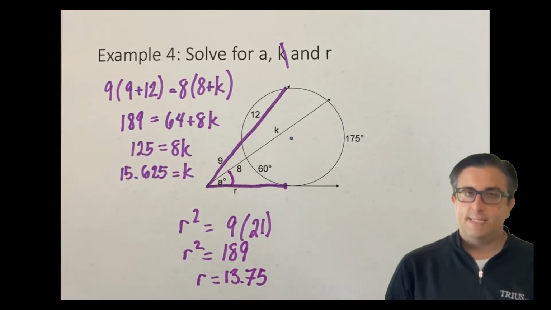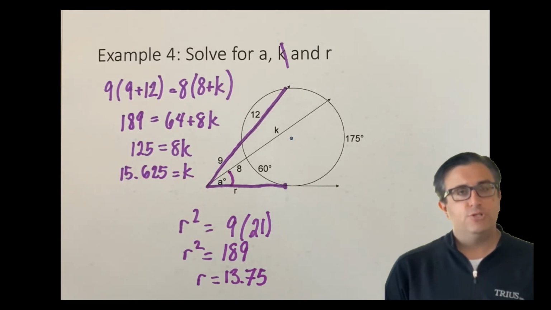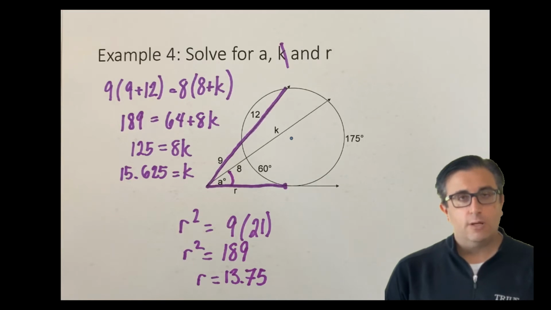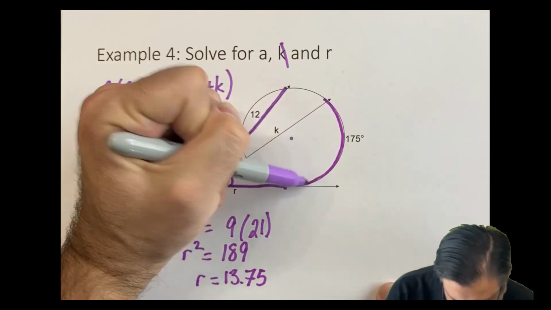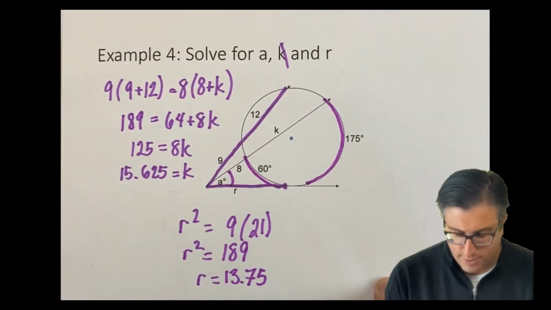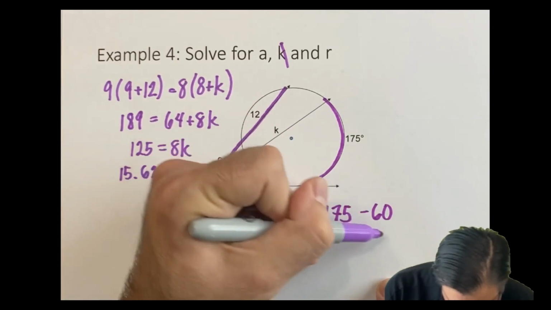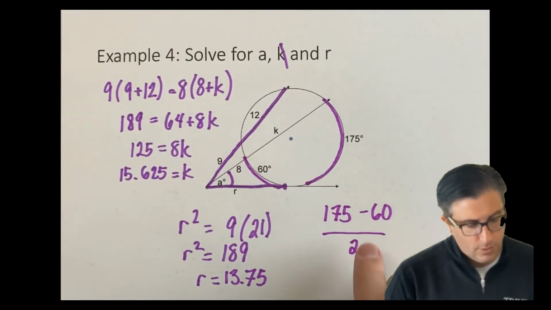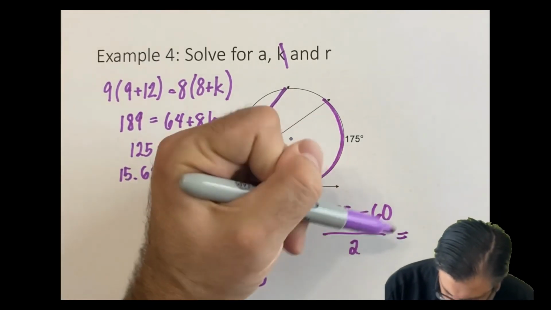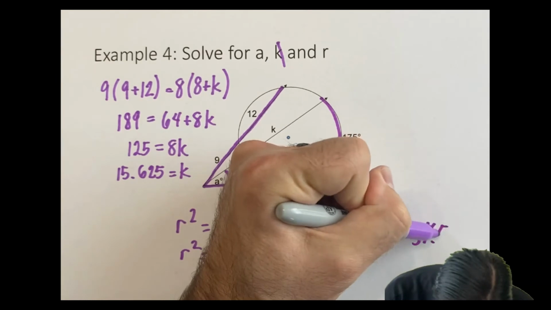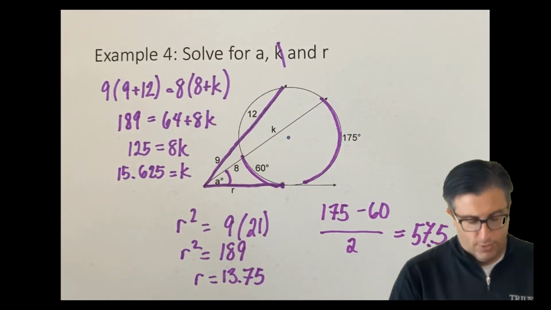Now the last question is finding A, this angle right here. That's a review of last section. Whenever I have an angle outside of a circle, there are two arcs that are created. The larger arc minus the smaller arc divided by 2 gives me the angle. 175 minus 60 divided by 2. 175 minus 60 is 115. 115 divided by 2 is 57.5. So this angle, A, is 57.5 degrees.